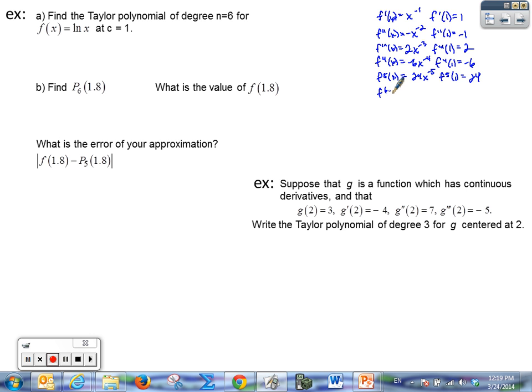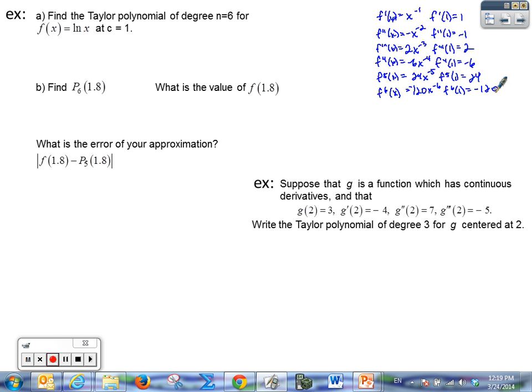And then my sixth derivative is, what did it turn out to be, negative 120x to the negative 6, and my sixth derivative value at 1 is negative 120.